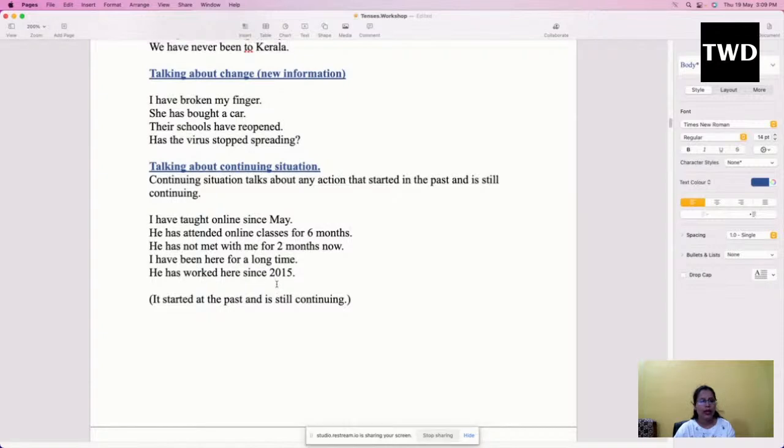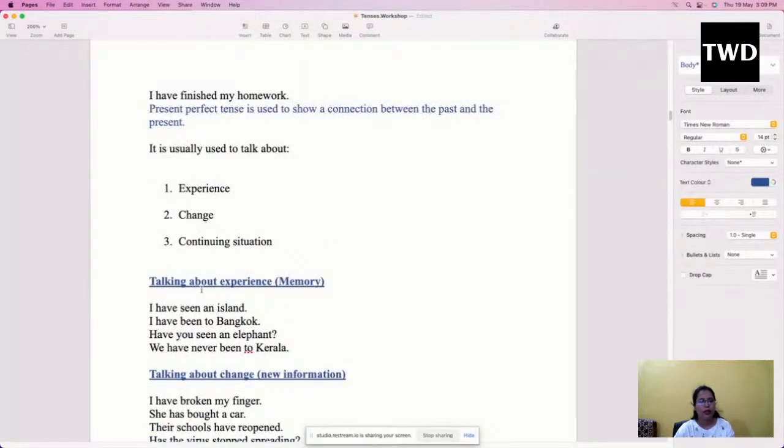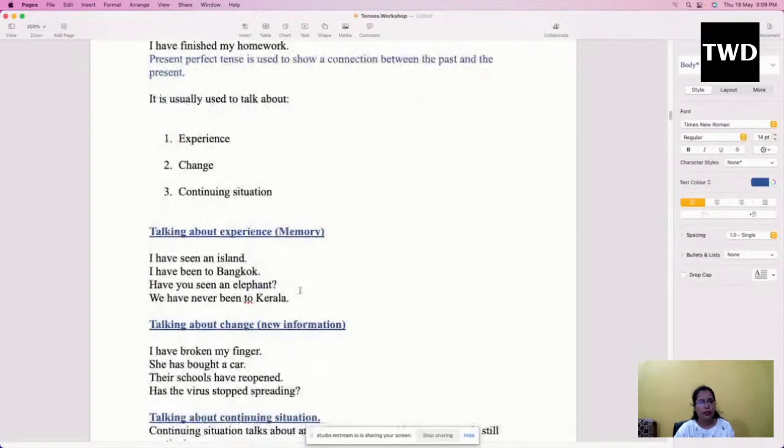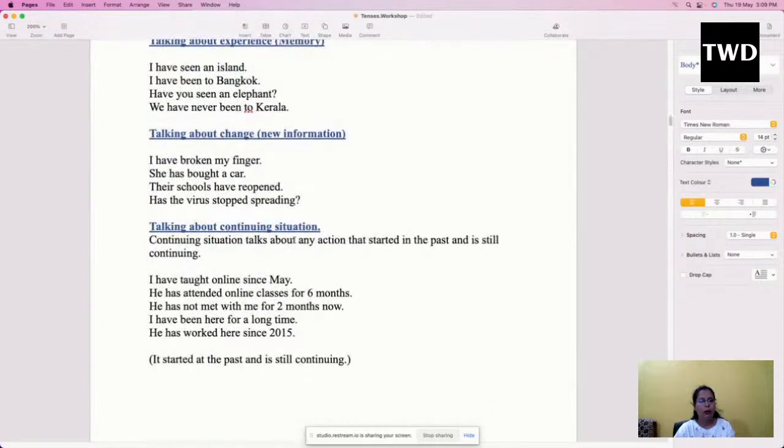So what are the situations where we use present perfect tense? That is to talk about our experience, to talk about some kind of information that has changed, or to talk about some continuous situation. Now the moment we use since and for, we do get confused, like where to use since, where to use for, isn't it?